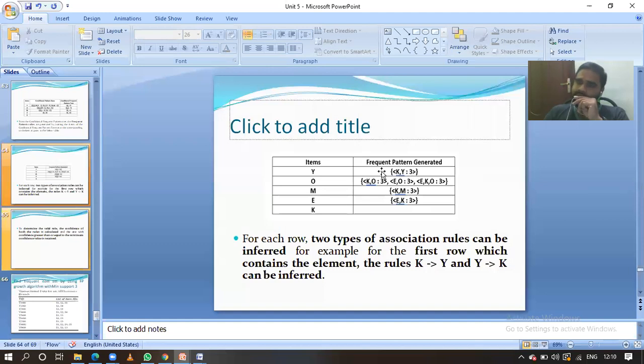Finally, what is the solution we have to get from FP growth guys? That is frequent patterns. We have to generate the different frequent patterns. Here how many are there? KY is one, KE is there, EO is there, KEO is there, KM is there, and EK is there. These are all the frequent patterns generated from the transactional database. These are the things guys. That is the final solution we have to get.